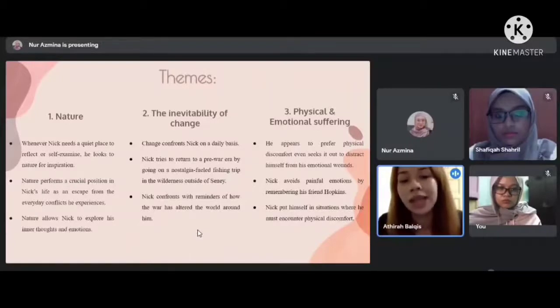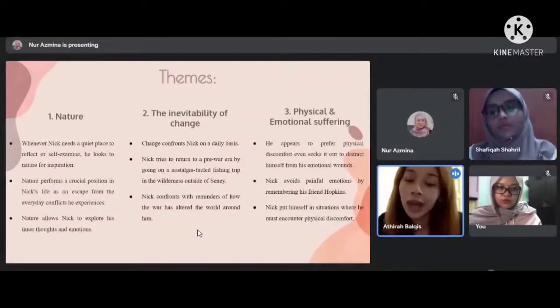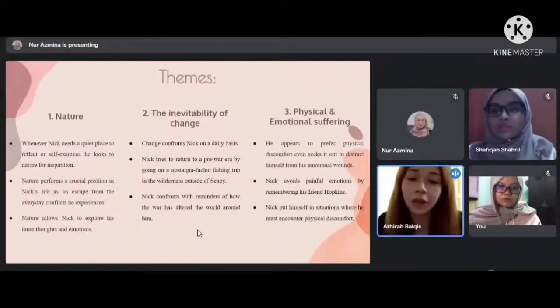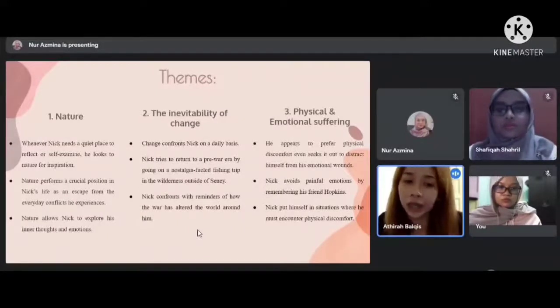For example, as Nick makes his way to the river, he is surrounded by nature which reminds him of his experiences during the war. However, nature in the story does not always make Nick feel safe. When confronted with aspects of nature that are uncontrollable, Nick struggles with his emotions.